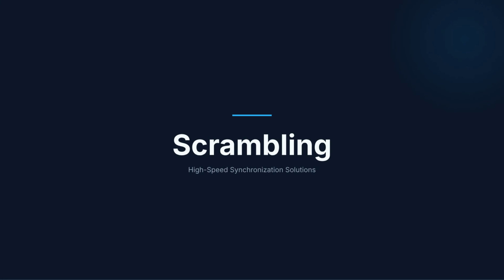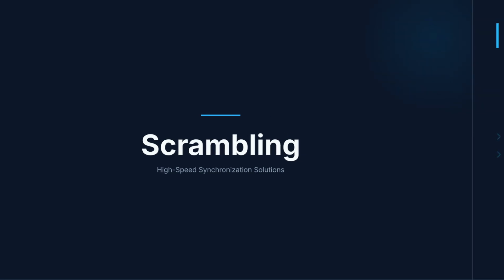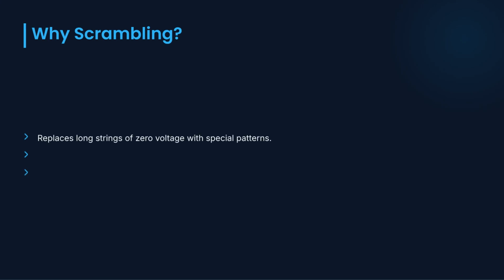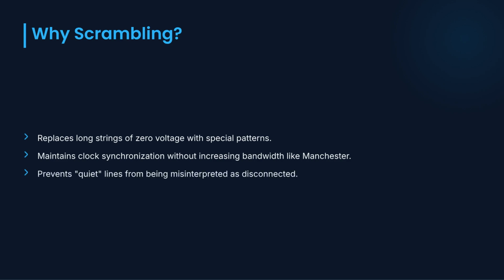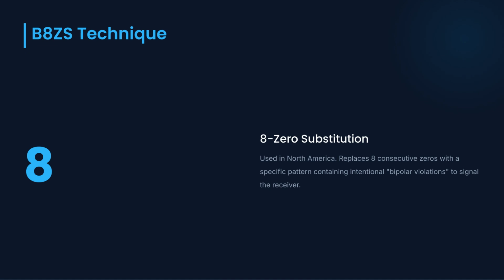Scrambling is a high-speed synchronization solution used in digital transmission. It modifies the data stream to prevent long sequences of identical pulses. Scrambling replaces long strings of zero voltage with special patterns. It maintains clock synchronization without increasing bandwidth, unlike Manchester encoding, and prevents quiet lines from being misinterpreted as disconnected.